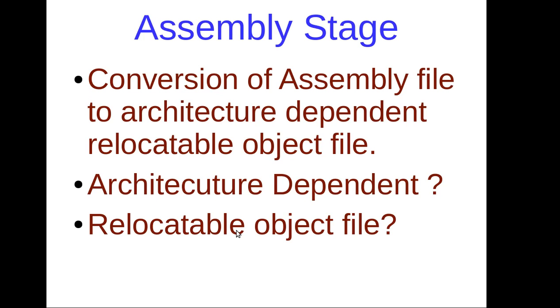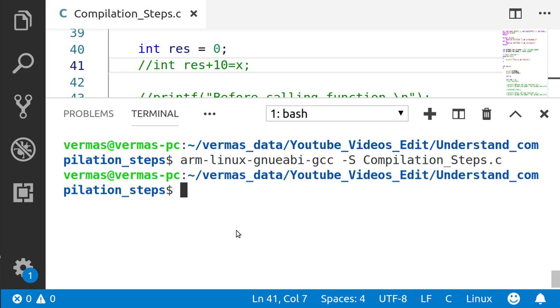Now comes the assembly stage. In the assembly stage, the assembly file that is generated is converted to the architecture dependent relocatable object file. Architecture dependent, I have already told you how it is architecture dependent. Now I want to show you how it is a relocatable object file. For generating the relocatable object file, I am using this command, taking the assembly file as the input and generating the output.